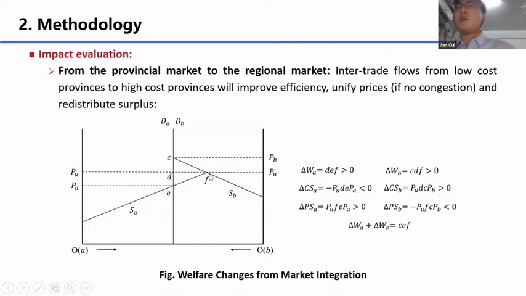And you can see that it also brings a redistribution of surplus between the two provinces. The consumer surplus for province A will decrease, and the consumer surplus for province B will increase. So it shows that, compared with the provincial market, market integration will increase the total welfare, but it also causes a redistribution effect on the consumer and producer surplus.